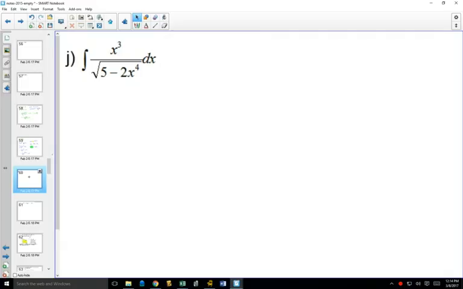So I'd like you to try this one, because it's another one where the derivative is there, but the numbers don't match up. I want you to see if you can see what's the inside function. You're probably going to have to rewrite that square root as the power of a half or power of negative a half.